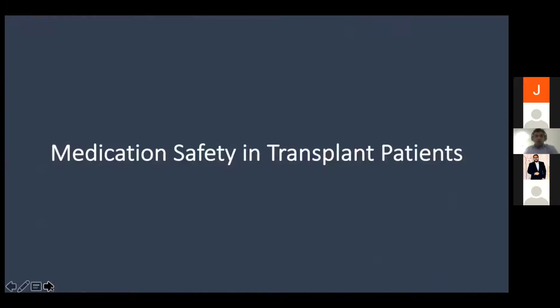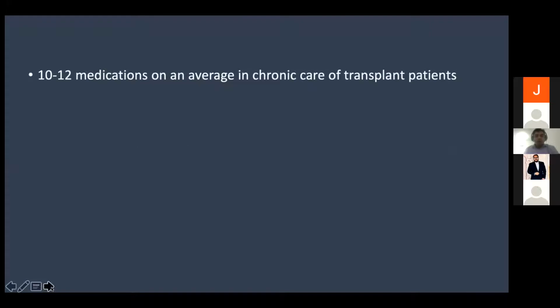So why is medication safety in transplant patients very, very important? Now, there are 10 to 12 medications on average in chronic care of transplant patients. Usually, whenever a patient gets transplanted, he had end-stage renal disease before, which is secondary to other comorbidities as well. So the patient already has pre-existing medications. In addition, after transplant, they will have another 5 to 6 medications.